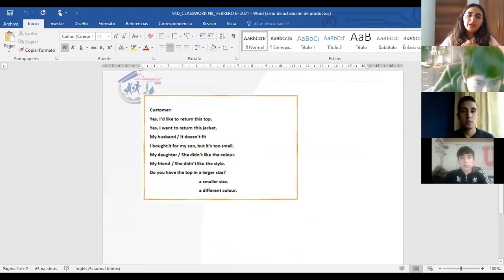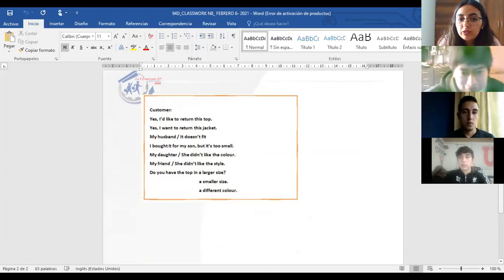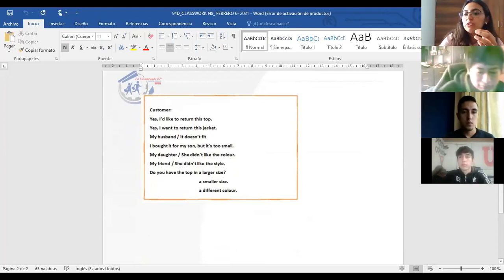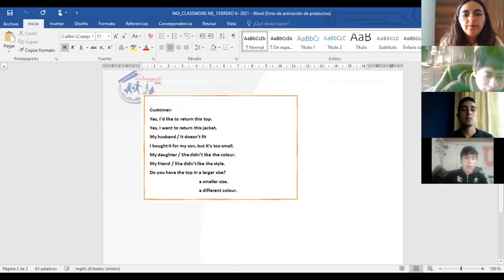Si por otra parte ustedes son el cliente, también pueden utilizar varias de estas frases. I want to return this jacket or I want to return this book. Sí, cualquiera les puede ser muy útil.